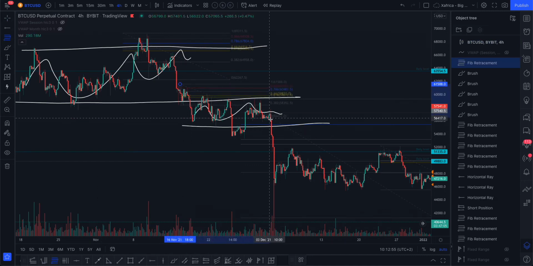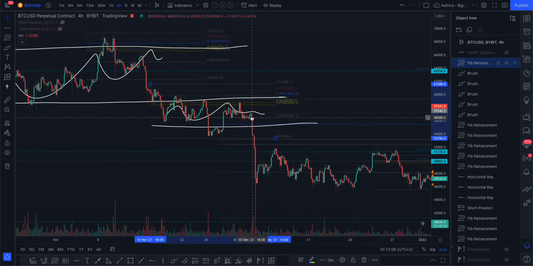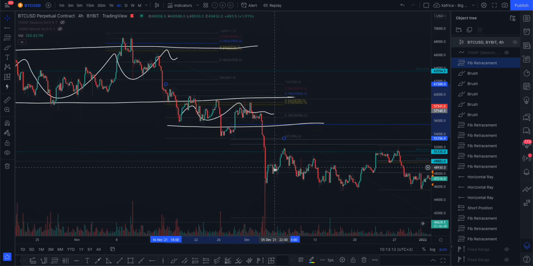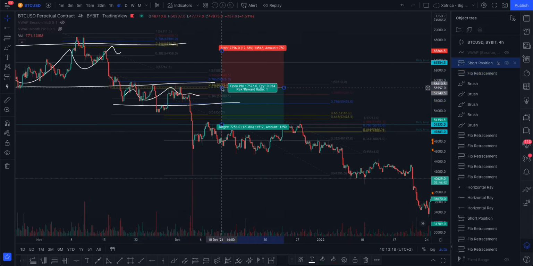Take your Fibonacci from there to these lows here, and you'll see how perfectly that was rejected off that Fibonacci. You could have actually waited a little longer and maybe got in there, make sure that you see a market structure change, and then jumped in. So that was even a bigger or longer short. There was your Fibonacci, so that was my entry.